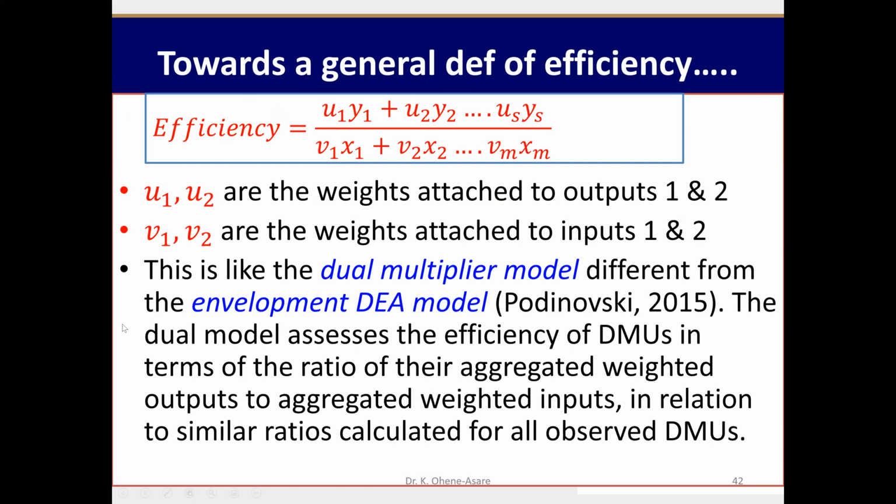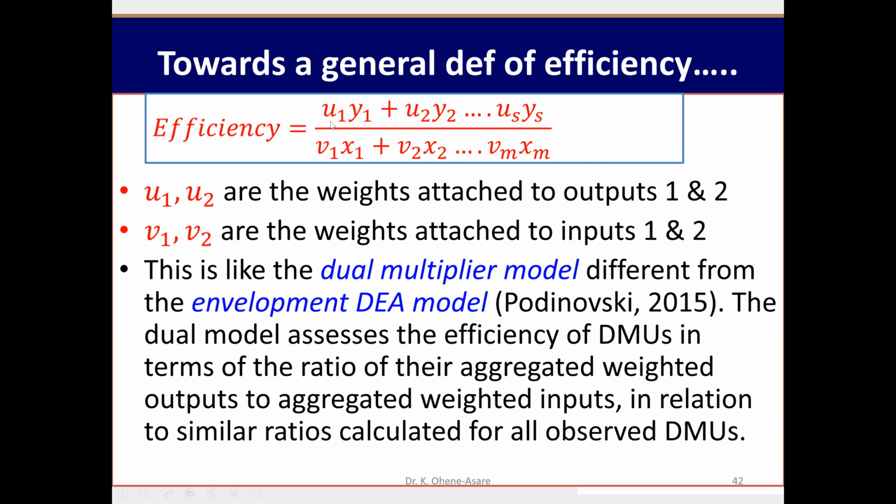So you can see that now with the output y1, I am attaching a weight u1, with output y2, I'm attaching the weight u2, up to output ys, I will attach the weight called us. So there's a weighted output over the weighted input, and each of the inputs is also weighted with v1, v2, all the way. Now, what are these weights? The weights, we call them the multipliers. You come to understand them later on. The multipliers.